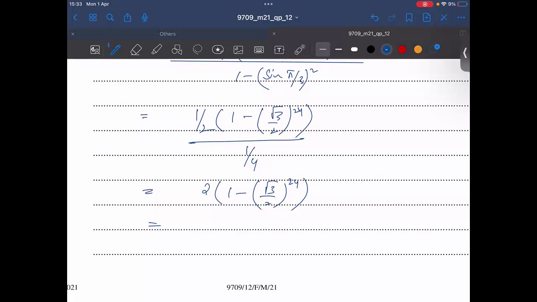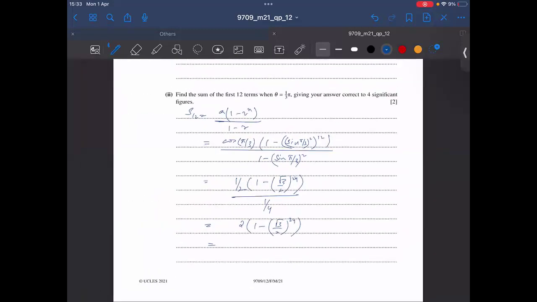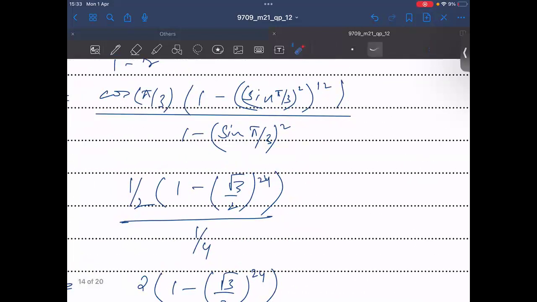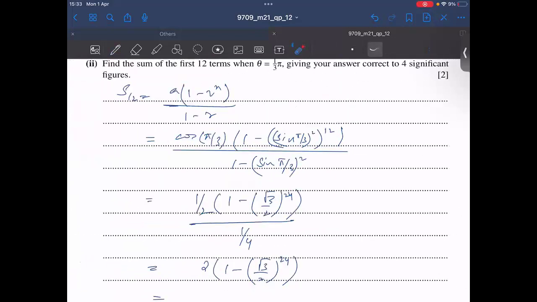Sir, the power 24 should be for the next 12 terms. What? Why should the power 24 be for the next 12 terms? No, because we have a square over here, so 2 times 12 is going to become 24. That's why. Right.